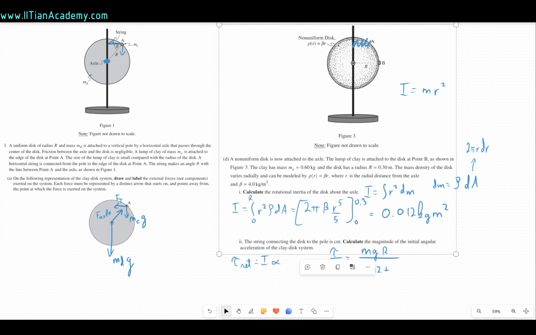Therefore, this will be the mass of it, 0.6 times 0.3 squared, which is just the radius, and plugging everything in, we get that this is 26.7 radians per second squared.